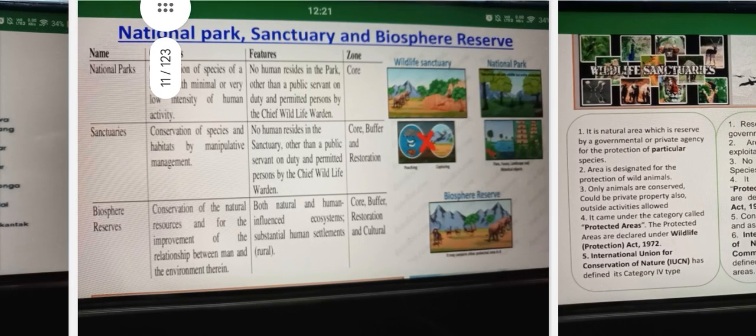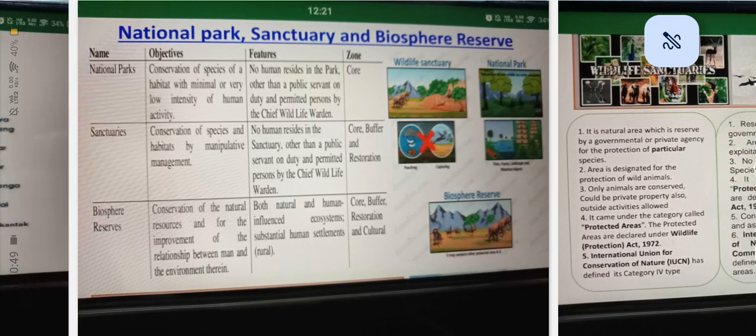The National Park, Sanctuary and Biosphere Reserve. National Park: conservation of species and habitat with minimal or very low intensity of human activity. No human resides in the park other than a public servant on duty or persons permitted by the Chief Wildlife Warden.